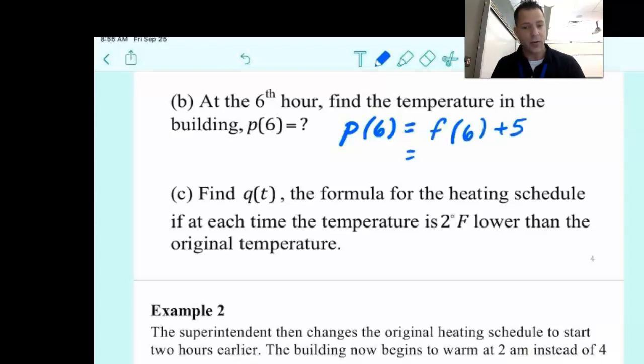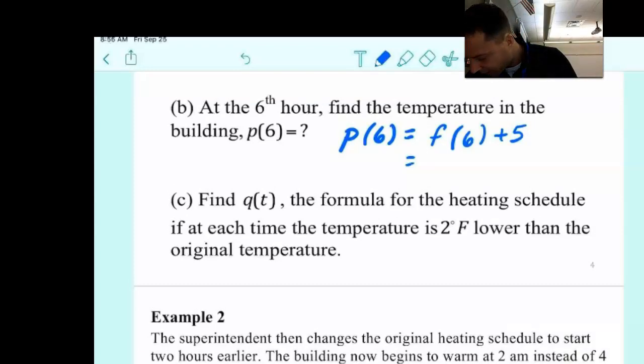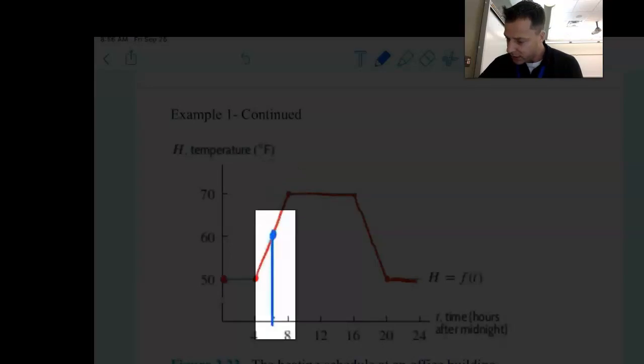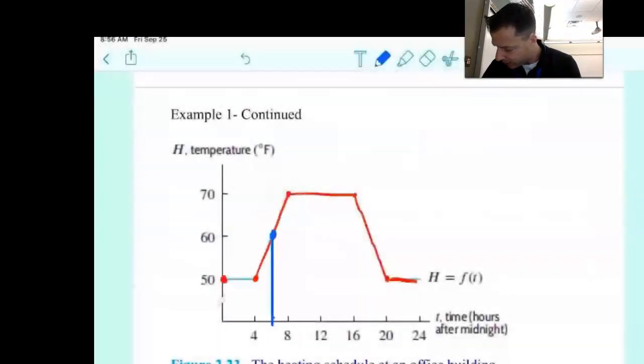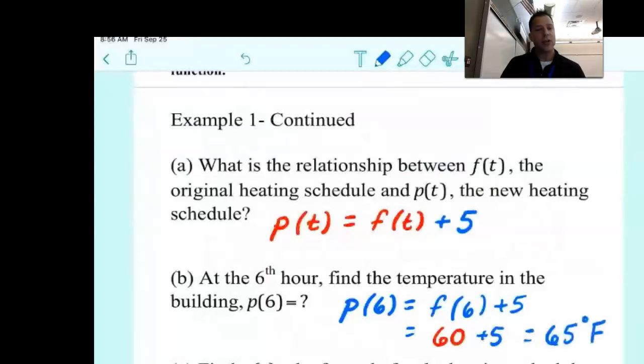So let's go back up to our graph and find the 6th. Okay, so the 6th is right about there. And I think I can draw a pretty straight line. It looks about 60 degrees. So that's what we're going to use for 6. That's 60 degrees from our graph, right? And we're going to add 5 to that. So the new temperature is 65 degrees Fahrenheit. That's our new temperature at the 6th hour. So that would be 6 a.m., right? Because the 0 hour is 12 a.m. and you just add 6 to that.